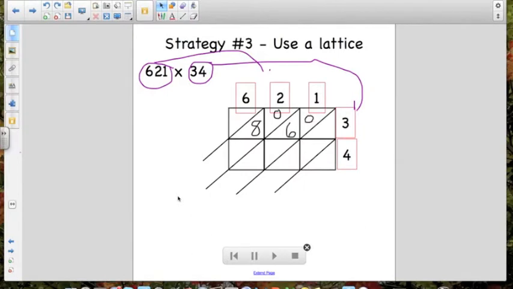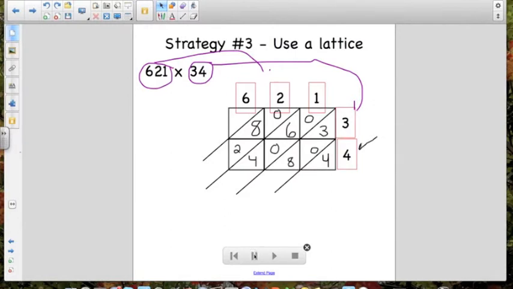Okay, so 1 times 3 is 3. You always have to fill in a 0. Then we're going to move down to multiply by 4. 6 times 4 is 24. The 10s go on the top, the 1s go on the bottom. 2 times 4 is 8. Fill in the 0, put the 8 on the bottom.